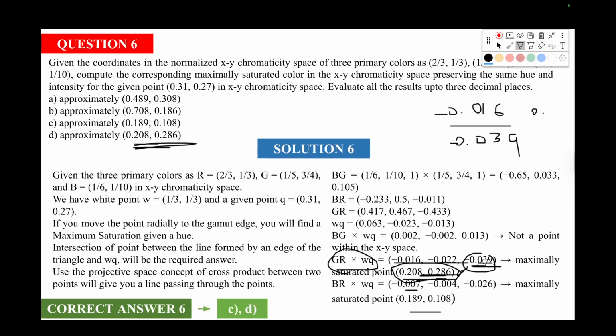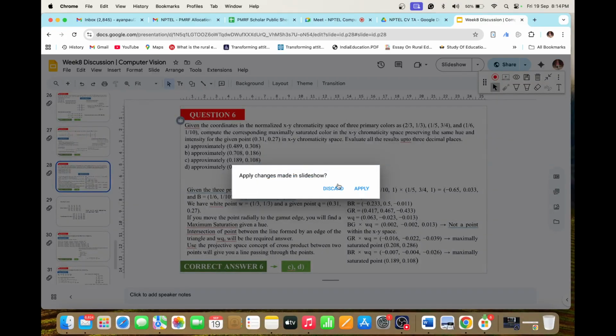So just divide minus 0.016 by minus 0.039, and you will get the value. And minus 0.022 divided by minus 0.039. That's why. Any other points? I also have the same doubt. I have to clarify it. So what about this?